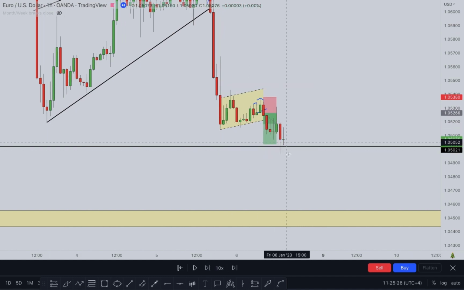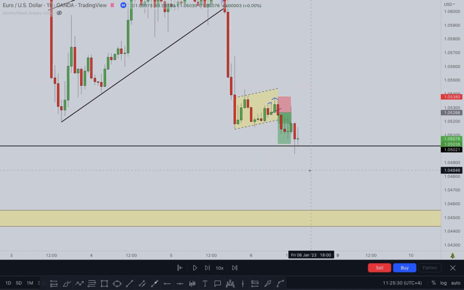So I had price just smashing my take profit, right? So you can see how I'm entering the market. I'm not just going in blindly. I'm seeing what I need to see, right? I'm following rules. This is a systematic approach to the market.